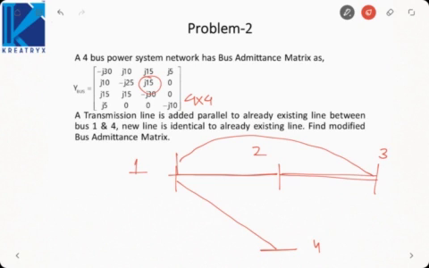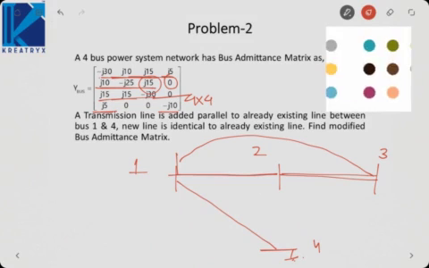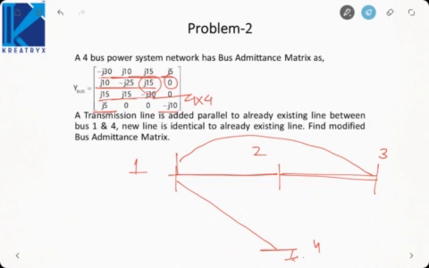But Y24 is 0, that means there is no connection between 2 and 4. Why is Y34 0? There is no connection between 3 and 4. But if you see, the sum of the elements in this row is minus J5, so there is some element between bus and ground. The sum of the elements in this row is 0, so there is no admittance between bus and ground. The sum of the elements in this row is 0, so there is no element between bus and ground here also. So this is the topology of the network. Now it is saying it is adding a new line between bus 1 and 4.